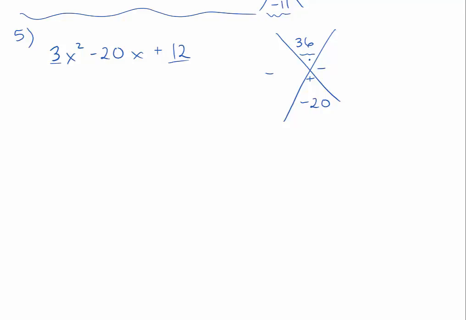Well, 18 and 2. You can work out the factors, and it might take you a few minutes to figure that out. But negative 18 times negative 2 is positive 36. Negative 18 plus negative 2 is negative 20. All right. Now, we can't just make our parentheses now, right?